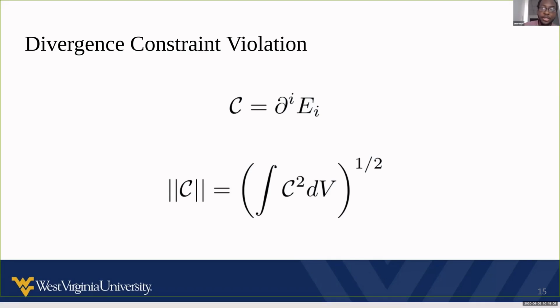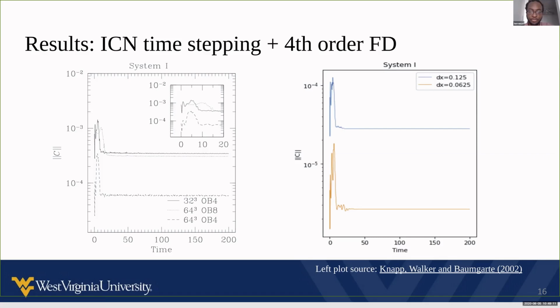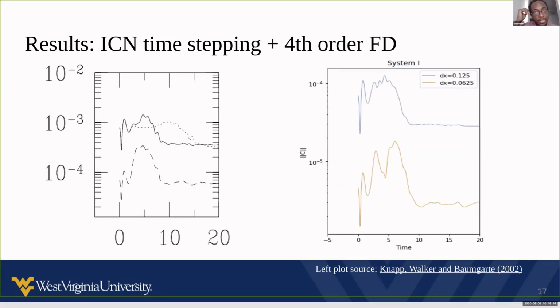And so on the left-hand side, you have a plot from Knapp, Walker, and Baumgarte from 2002 for system 1. And here we use iterative Crank-Nicolson time stepping plus 4th order finite differencing. We don't get exact numerical agreement, but we do see the qualitative agreement. With system 1, which is weakly hyperbolic, you see these non-propagating, or zero speed, error modes, and they're just staying there, adding error to your simulation. And zooming in, you see that there is initial behavior, but it just settles down to some constant value.